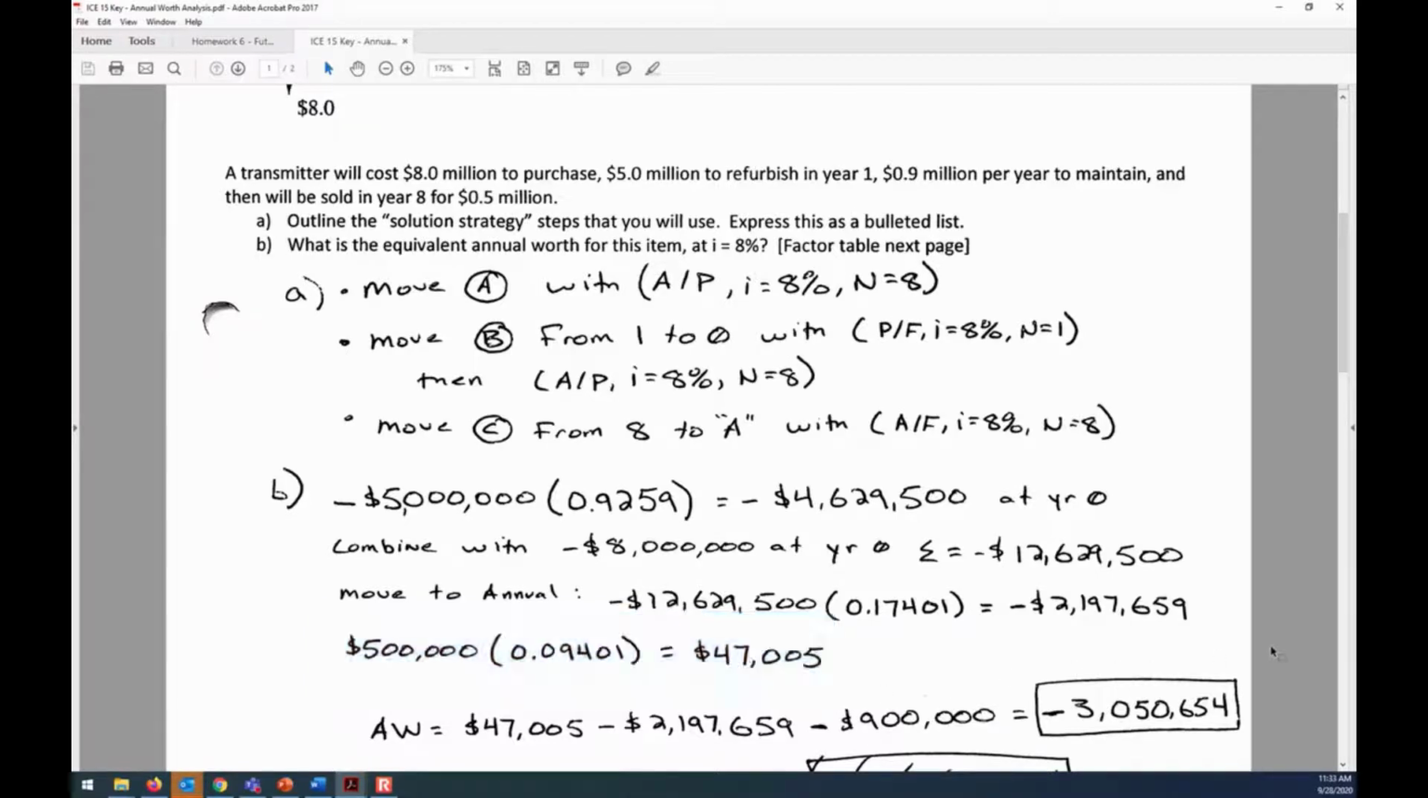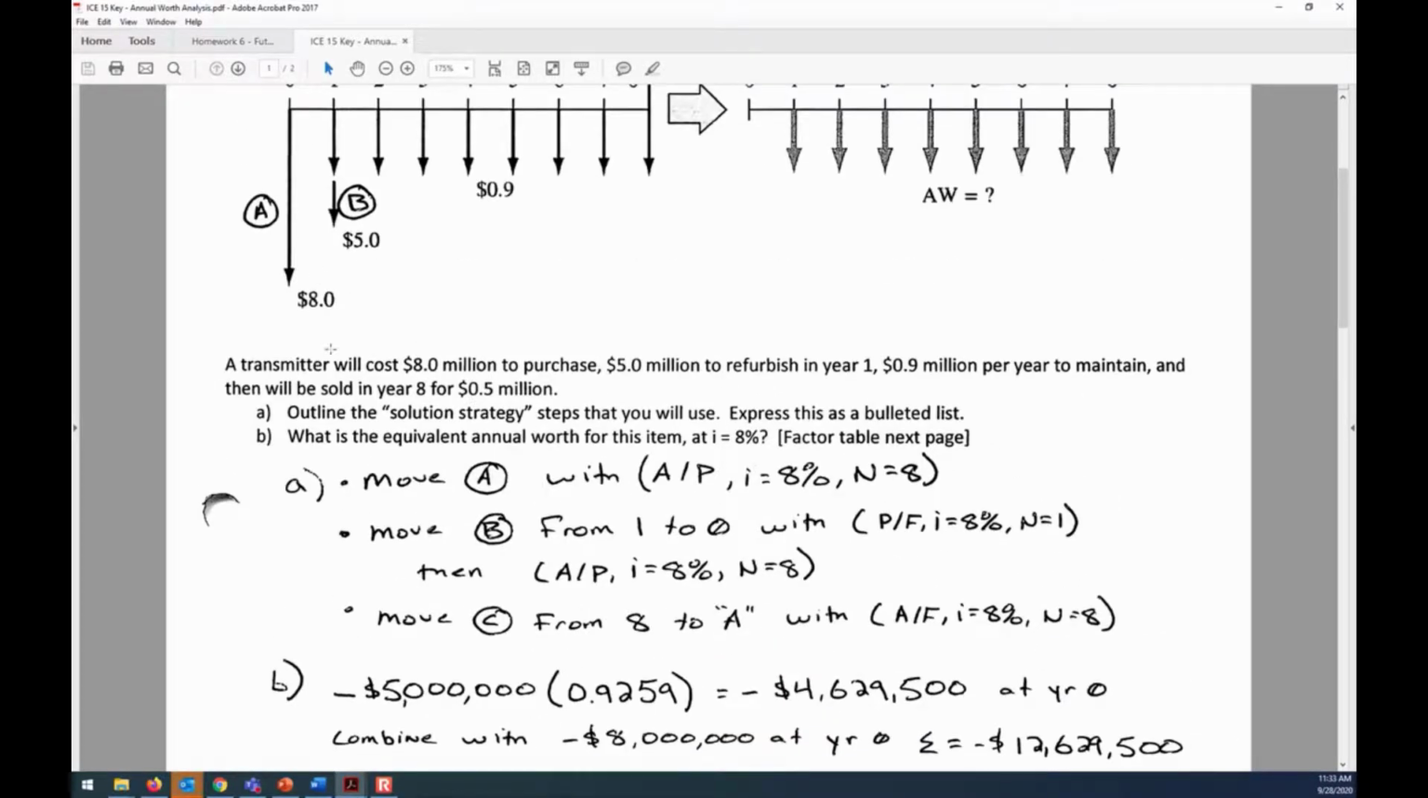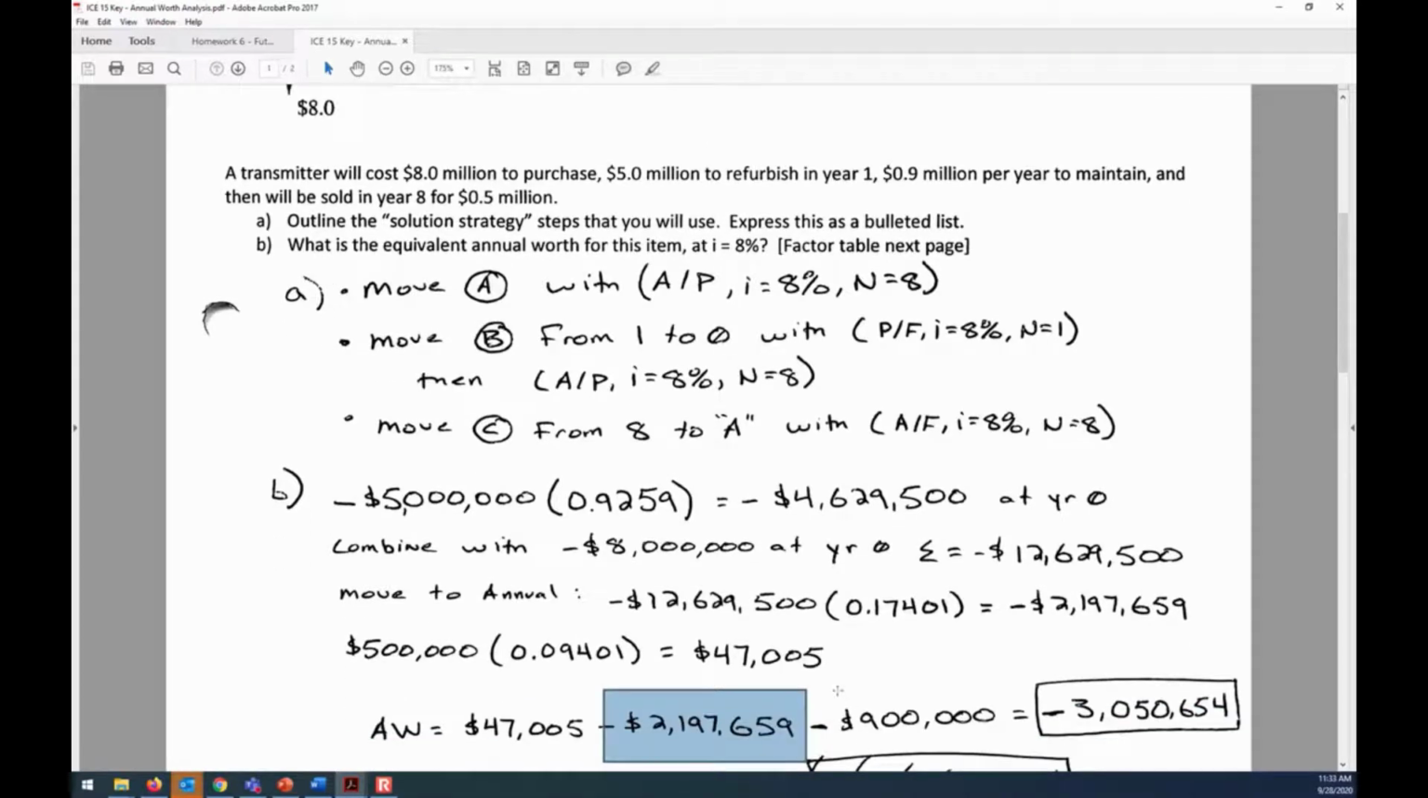And so now I put together all of the things that are in the annual. So I have my $47,000 is the annual equivalent of that future salvage. The 2,197,000 is the annual equivalent of A and B. And then there was already 900,000 already in the annual, and so that's why I'm subtracting 900,000 as well. So the total annual worth is going to be $3,050,654.